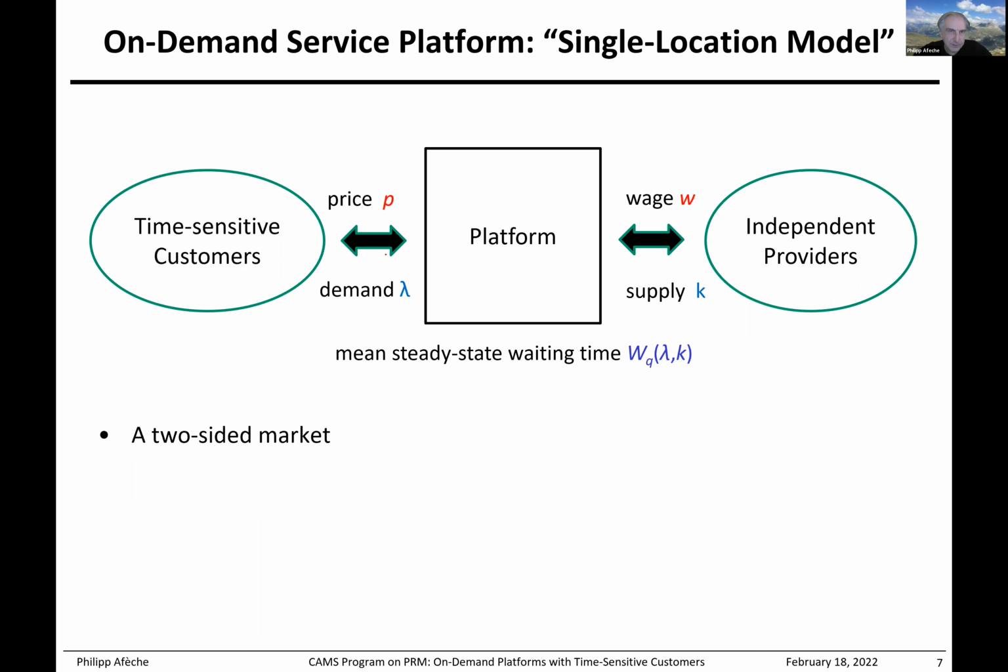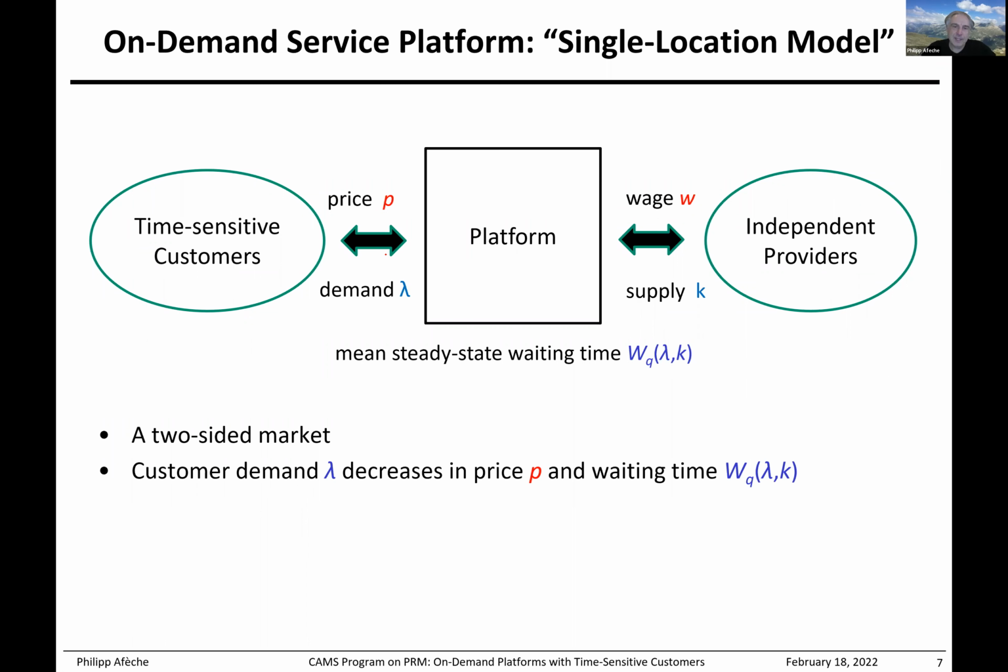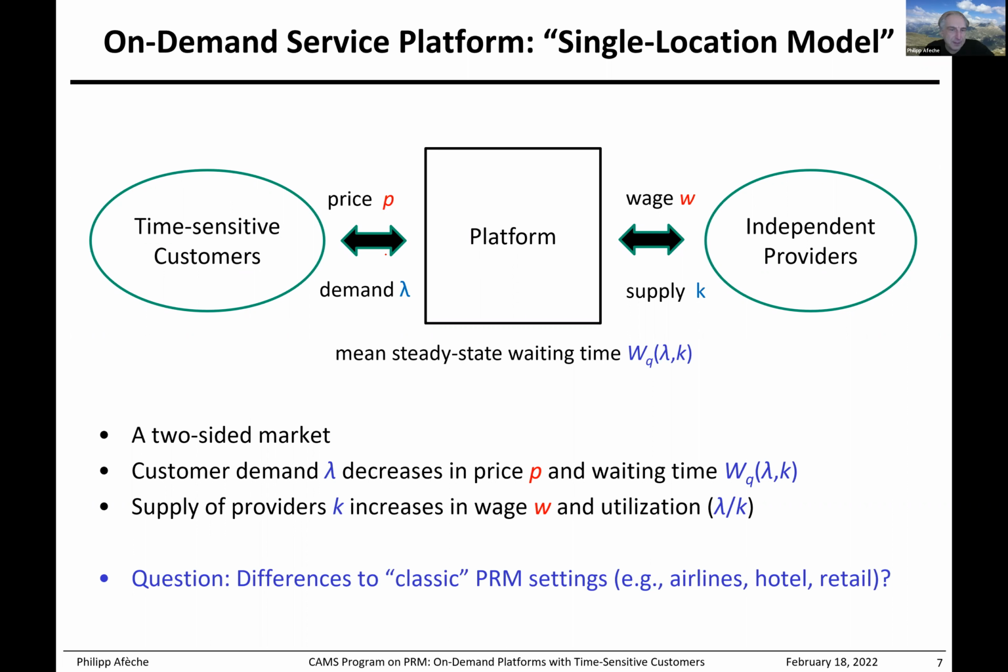The aggregate of these decisions will give rise to a demand rate, right? On the other side, you have a pool of potential providers, which is the little k here, but out of this pool, a small number, it may be a large number, but it's a small script K here, will choose to join based on their effective wage, right? So the wage taking into account utilization. Customer demand is sensitive to price and waiting time, and the supply of providers is sensitive to the wage and the utilization, right? And I think we already talked about the differences to the classic PRM settings.